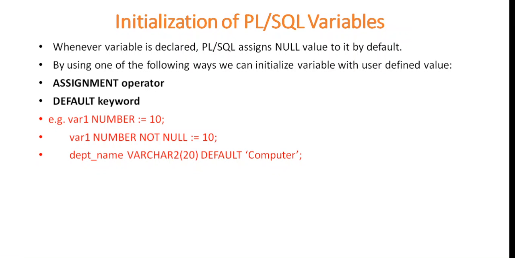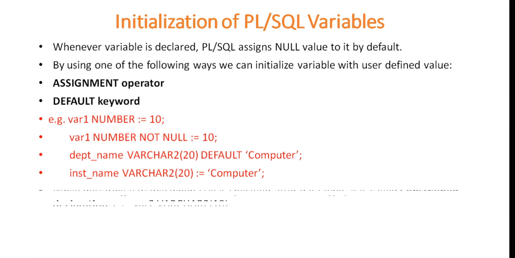If you want to give the size, then you can specify that size, then write the default keyword, and then write down the value that you want to assign to that department name. Here, the default value of the department name variable is computer. Again, this character type of variable can be initialized by using the assignment operator also. So institute name varchar2 := 'computer'. So you can either use the default keyword or you can use the assignment operator to initialize the variable.